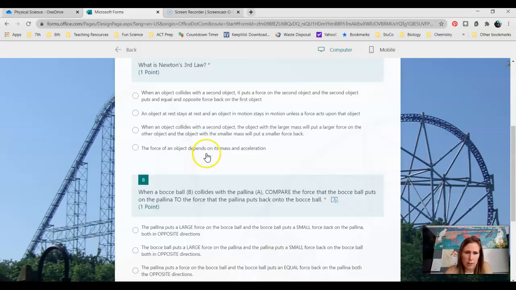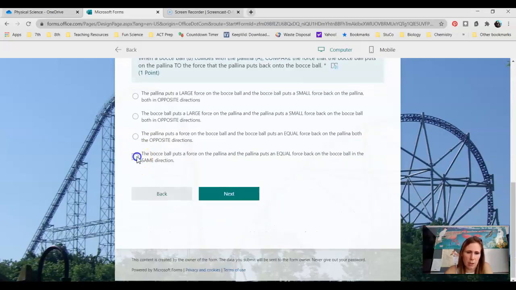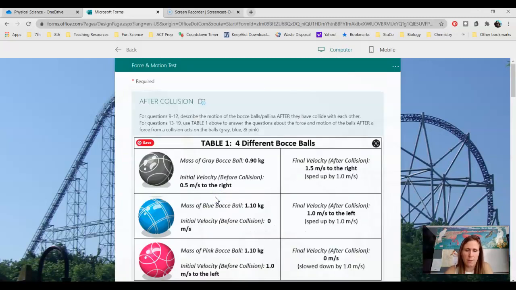Okay, so that was a short little section. Again, I'm just going to put in some answers for you guys so I can move on to the next section. Okay, this section is a little bit longer, and it focuses on everything that happens after the collision.